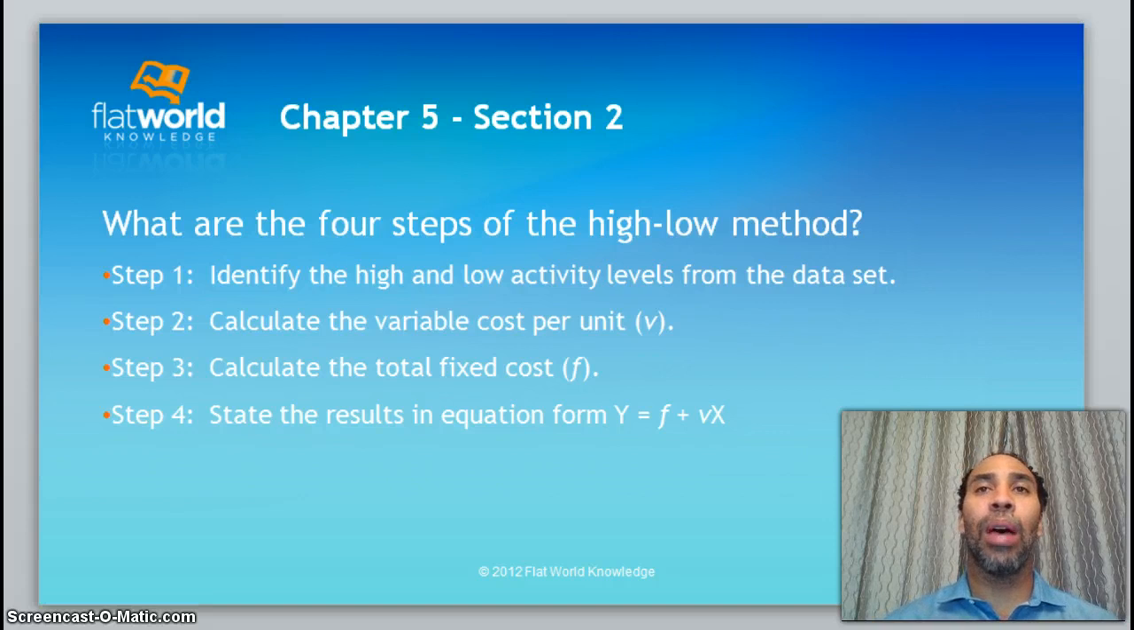So what are the four steps in the high-low method? And you see that when we talked about the account analysis, we really didn't get into any numbers. It was just kind of like a basic overview of what's going to be done. So don't think like, hey, he said it was four methods, but we only went over three. Well, that was the first one. This is the second one. So what are the four steps for high-low method? So number one is identify the high and low activity levels for the data set. So all you do is just look back and you find the high and you find the low and you go from there. Calculate the variable cost per unit, right, which is lowercase v. Calculate the total fixed cost, which is lowercase f, and then state the results in the form of equation, which again is capital Y equals f plus vx.